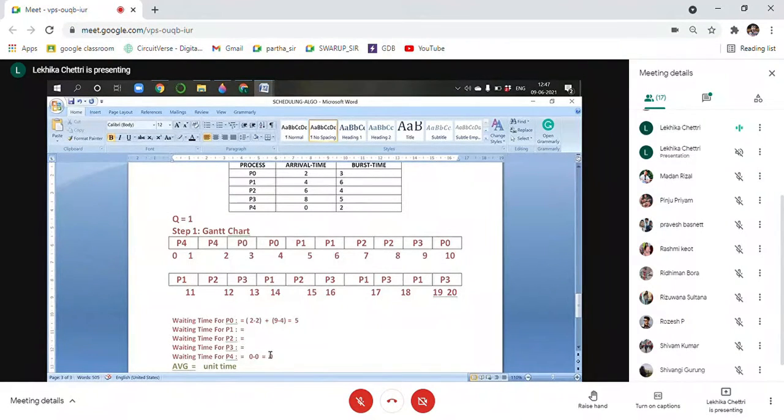Okay, let me do for P1 also, then I will leave P2, P3 up to you guys. So for P1 now. When did it come to the ready queue? P1 came to the ready queue at 4. We'll check arrival time for that. So in a pair of parentheses, I will write down here 4 minus. It came to the ready queue at 4.